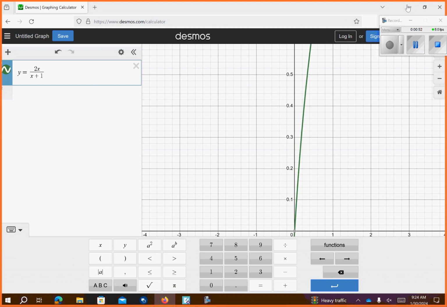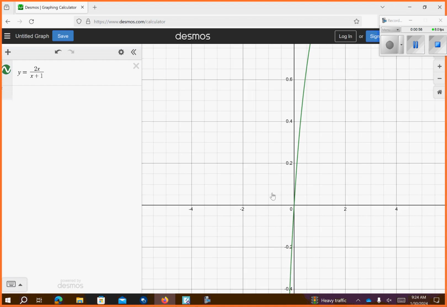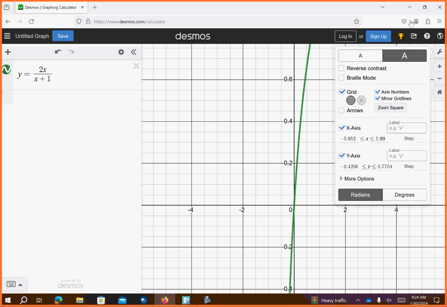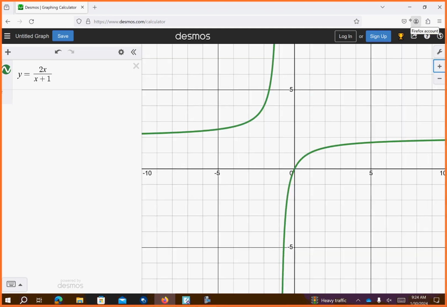All right. So let's hit our home button. Ooh, look at that pretty looking thing. So we want to find the domain of each.